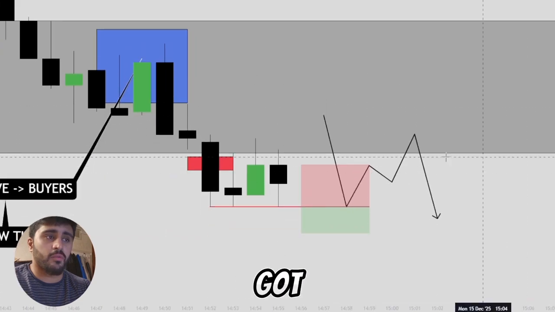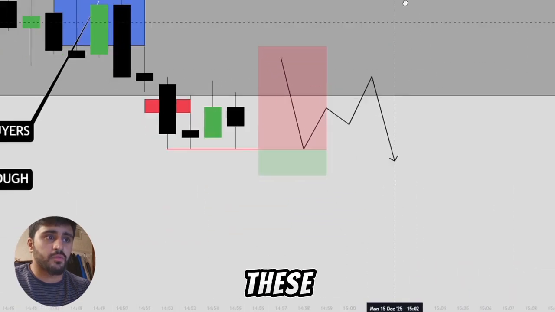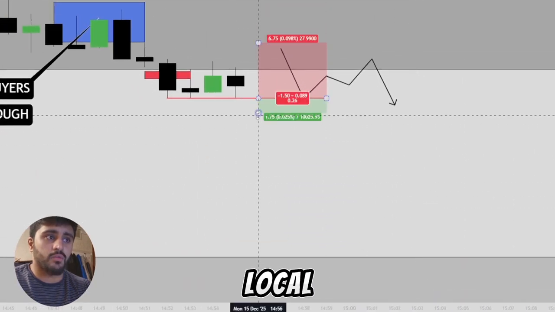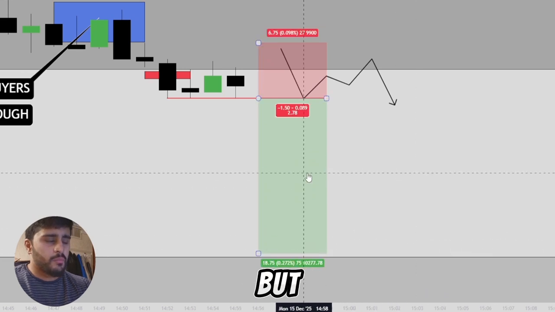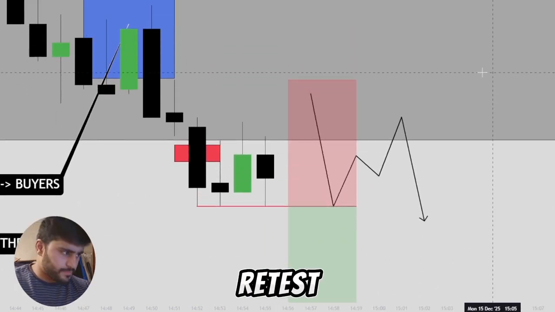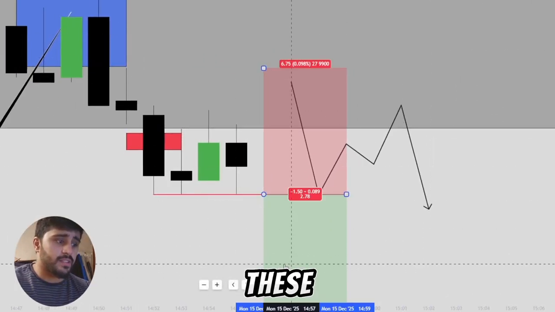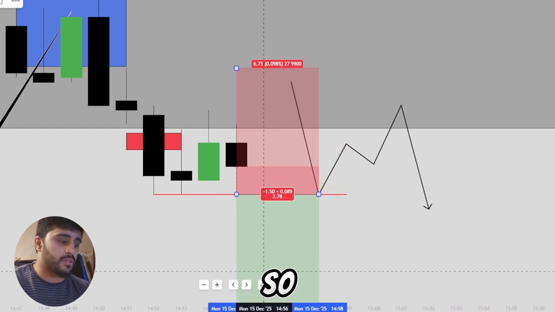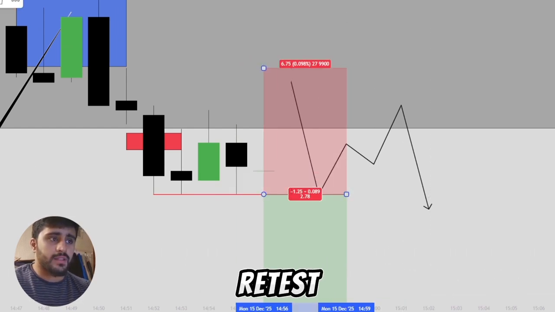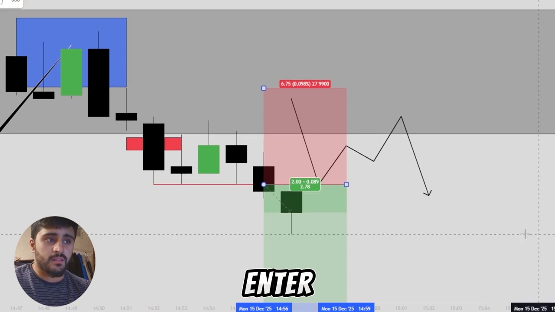Again, I'm going to have my stop loss somewhere above these wicks, and I'm just going to target the next local zone, which is down here. But let's now break down the retest. The retest is going to be these few candles over here, right? So we have the break, we have the retest, and I would look to enter here.